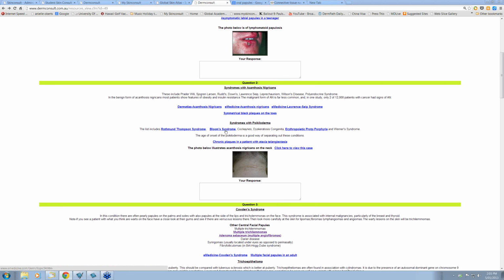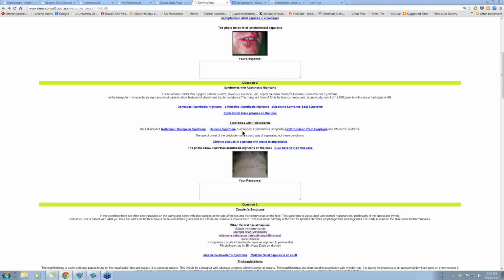Bloom's is another condition with photosensitivity. It's autosomal recessive as well. Again, butterfly area of the face with telangiectasia, and they tend to have a degree of dwarfism. Generally these features will develop in the first 2 years of life, but I think Rothmund-Thomson is the one where it develops the earliest, the poikiloderma and the sun sensitivity.